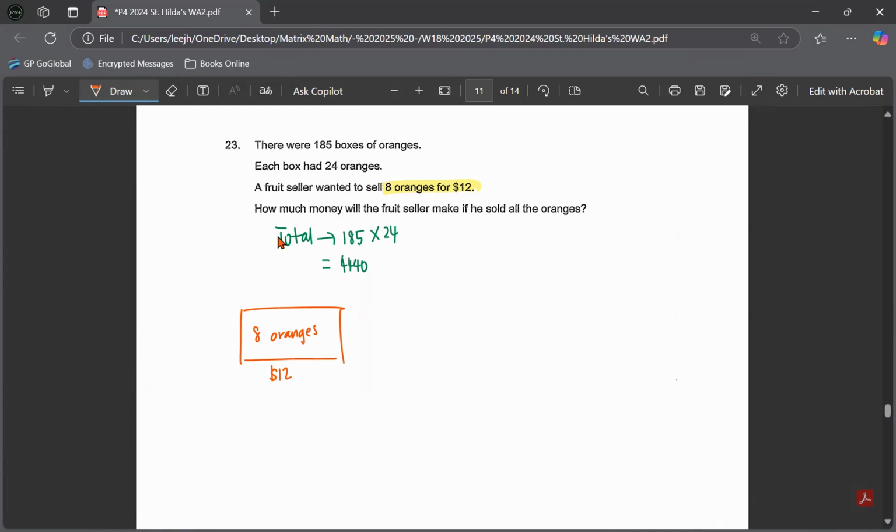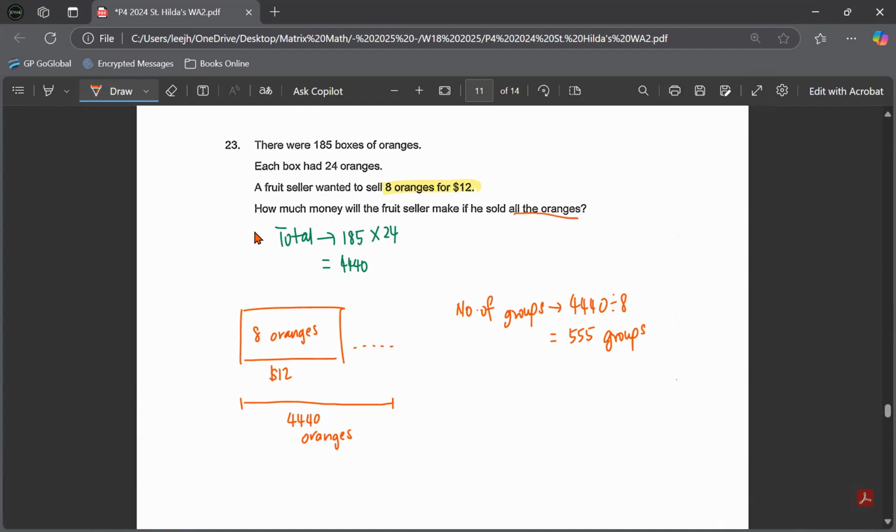So you know total 4,440. I don't know how many boxes. Total there will be 4,440 oranges. Which means we need to find out how many groups of 8 are there in this total number of oranges. So in order to find number of groups, we always divide. So 4,440 divide by 8. You will get 555 groups of 8.